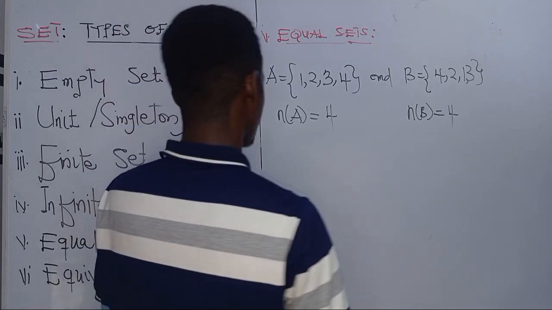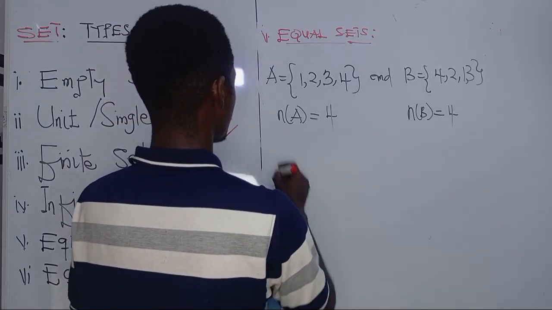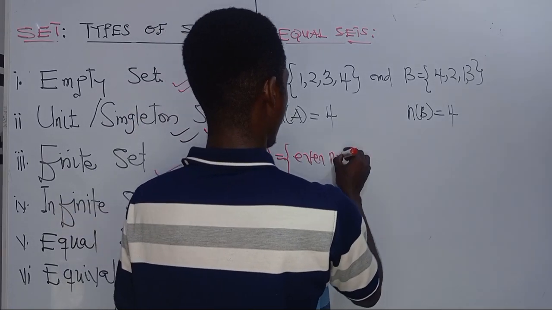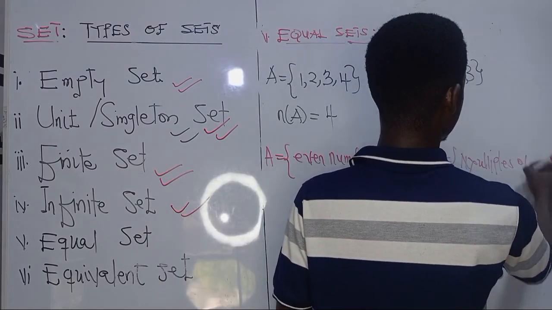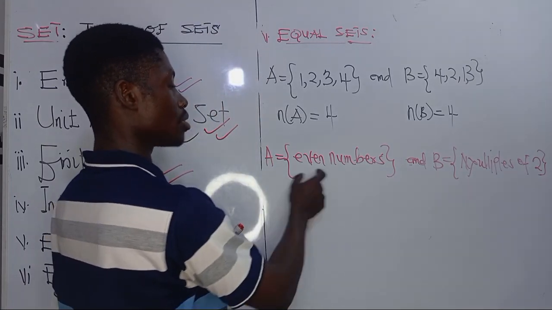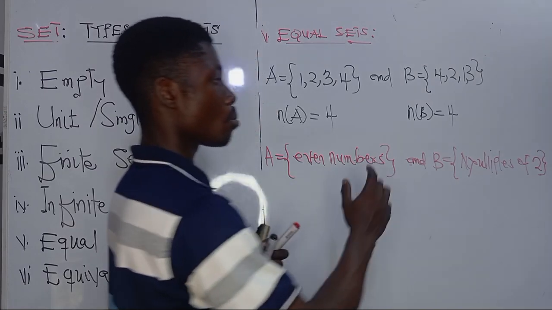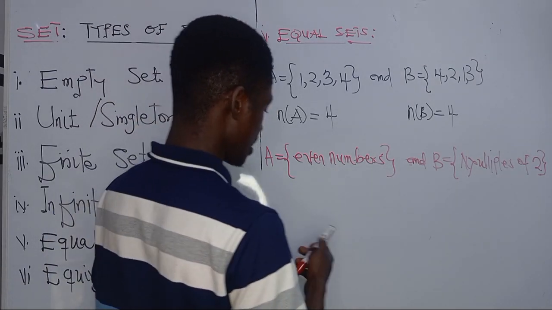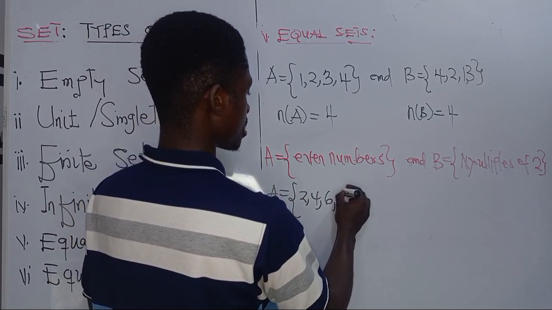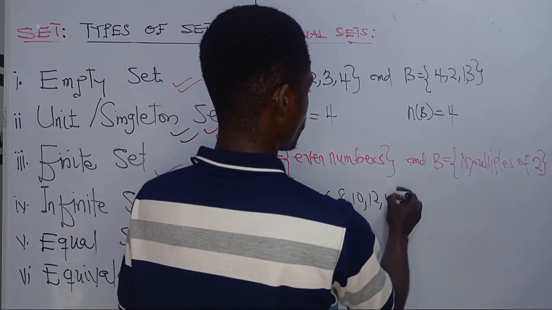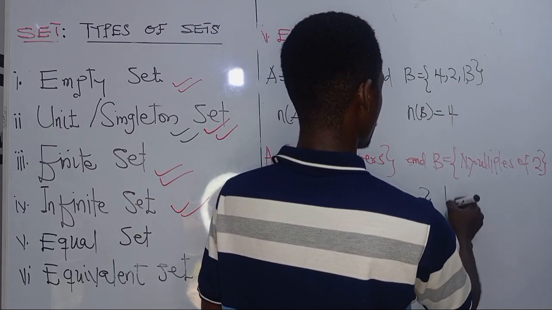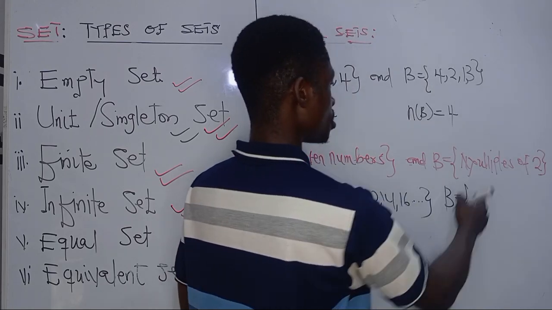Let's take another example. We have set A, which contains even numbers, and then set B contains multiples of 2. So if we are to list even numbers, realize that we are going to have 2, 4, 6, 8, 10, 12, 14, 16, up to infinity, right? Now let's list the elements for set B. We are still going to get multiples of 2.